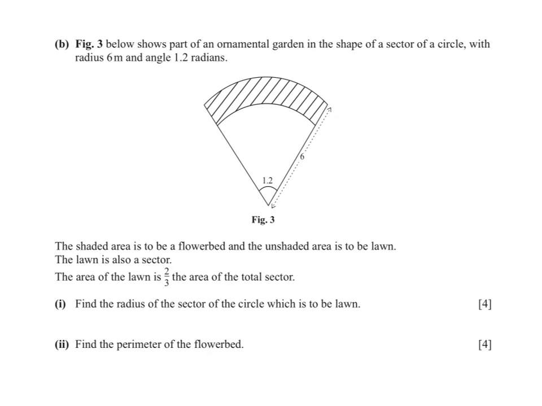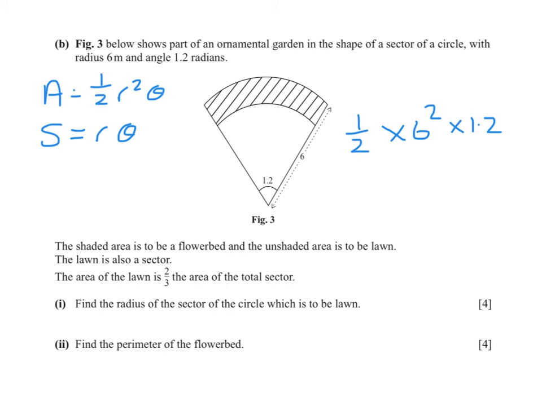Part B, we're dealing with radians, and we have two key formulas. The area of a sector is a half r squared theta, and arc length is r theta. So we're told that the area of the lawn is 2/3 the area of the total sector. So the total sector will have an area of a half times 6 squared times 1.2. So that is 21.6.